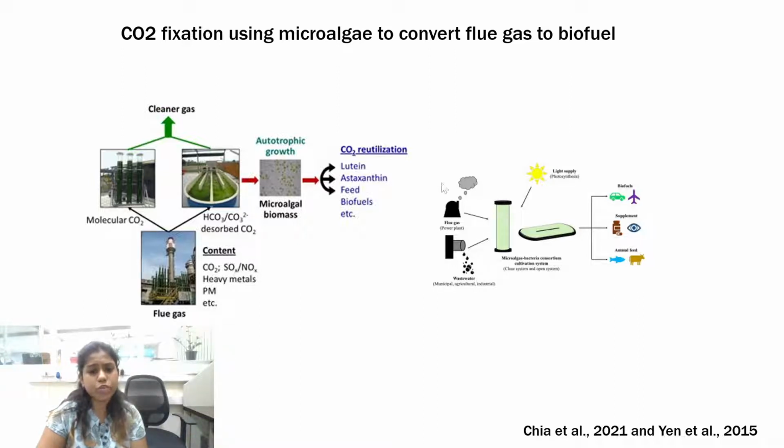And the other nutrients and electron donors and acceptors can come from the content of the flue gas itself, or even from wastewater, from different sources such as municipal, agricultural, and even industrial wastewater. And microalgae can convert this into biofuels, and even some cosmetic products and supplements, and in the end, the biomass can also be used as animal feed, because this CO2 is repurposed into other beneficial products.